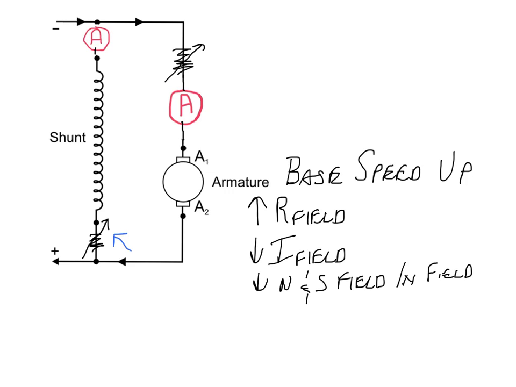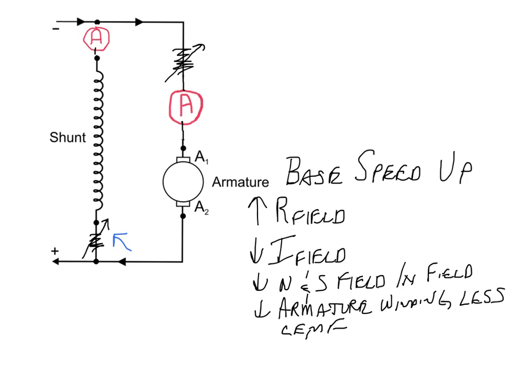I'm going to have fewer lines of force going from my main north pole to my main south pole in the shunt field. The result is that my armature that's spinning right now will actually cut fewer lines of force. So my armature winding will cut fewer lines. Now, if it's cutting fewer lines of force, what does that mean for counter EMF?